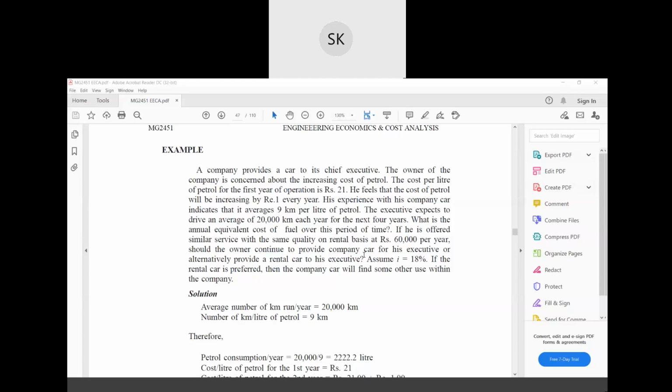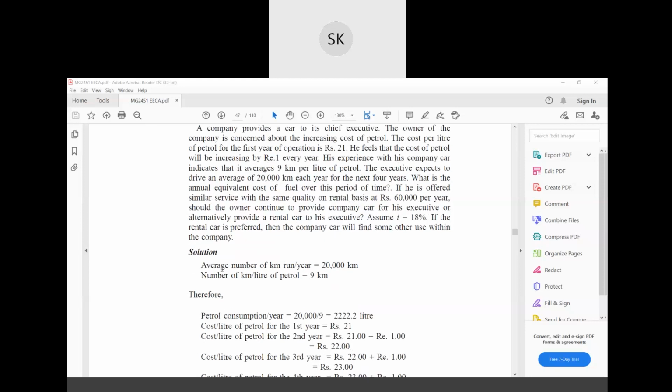He feels that the cost of petrol will be increasing by rupee 1 every year. His experience with his company car indicates that it averages 9 kilometer per liter of petrol. The executive expects to drive an average of 20,000 kilometer each year for the next 4 years. What is the annual equivalent cost of fuel over this period of time? So the first part is, what will be the annual equivalent cost of fuel over the period of time.